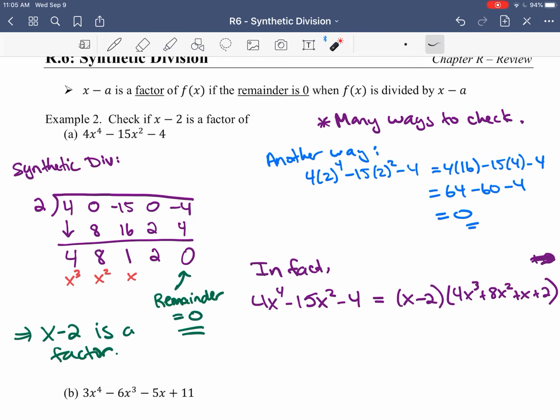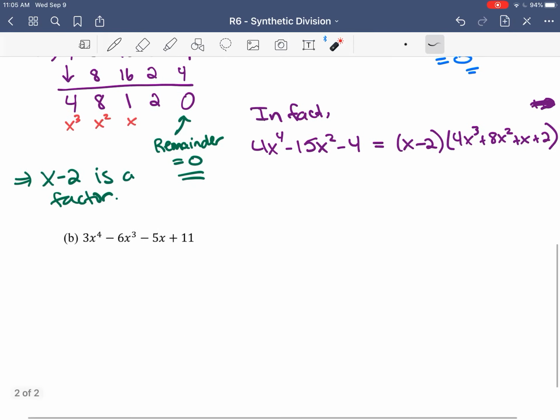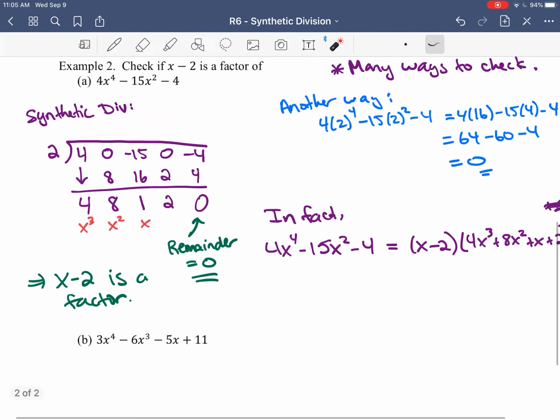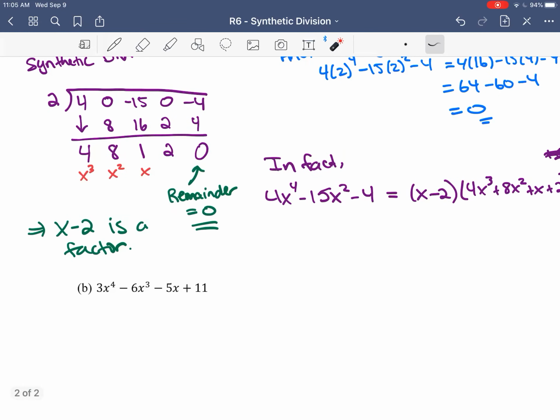But using this way, now we know it's a factor, we'd still have to do the division. That's why synthetic division is nice, because you find out that it's a factor, and then you also have the factorization right away. So that's the benefit. I'm going to leave part B for you to practice. But that is how we do synthetic division.